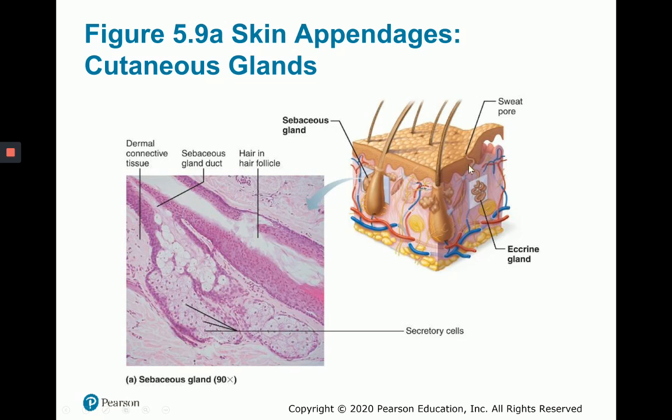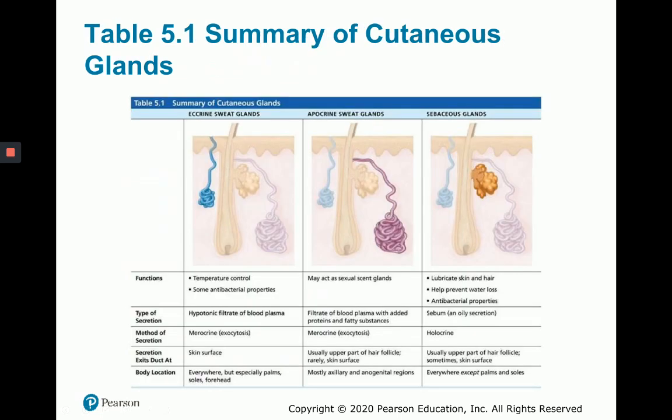And then eccrine glands weren't near hair follicles. They were in the dermis like the other glands, but they secreted their secretion up to a pore, so into a duct up to a pore, which went to the surface of an epithelial sheet. So we have some differences in secretion here. We have some differences in location. For example, let's look at eccrine, apocrine as sweat glands, and then sebaceous glands, which are oil glands.